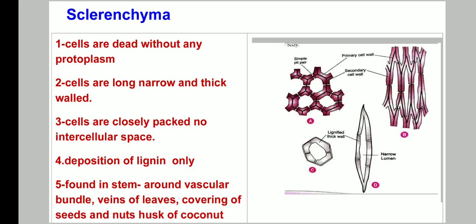The cells have lignin deposition in the cell walls, and these are found in the stem, around the vascular bundle, in veins of leaves, the covering of seeds and nuts, the husk of coconut, etc. We discussed this earlier also, and you can see in this diagram the shape and structure of sclerenchymatous cells.